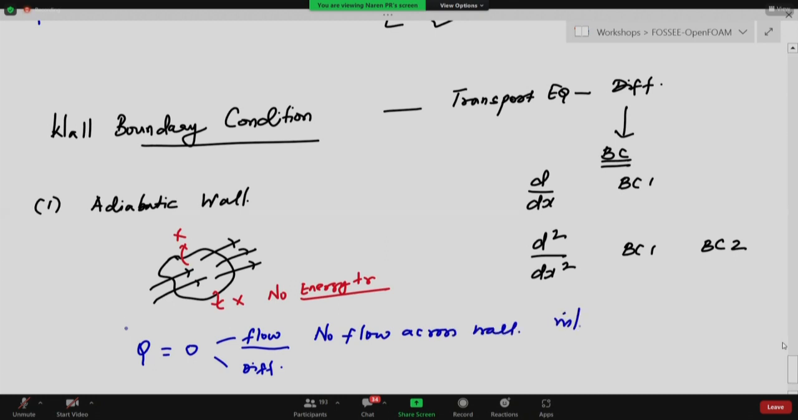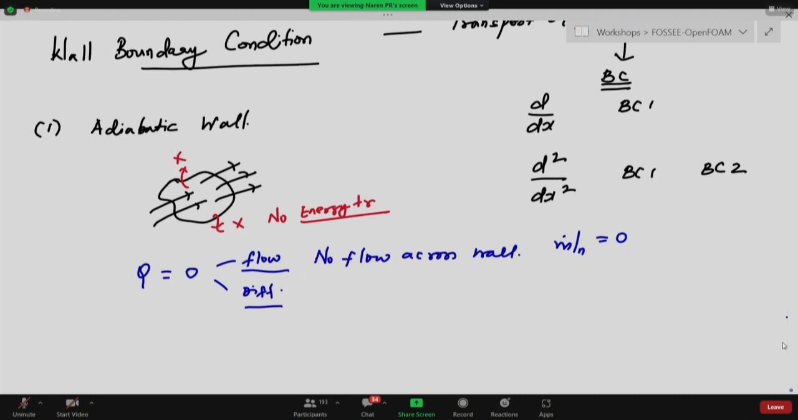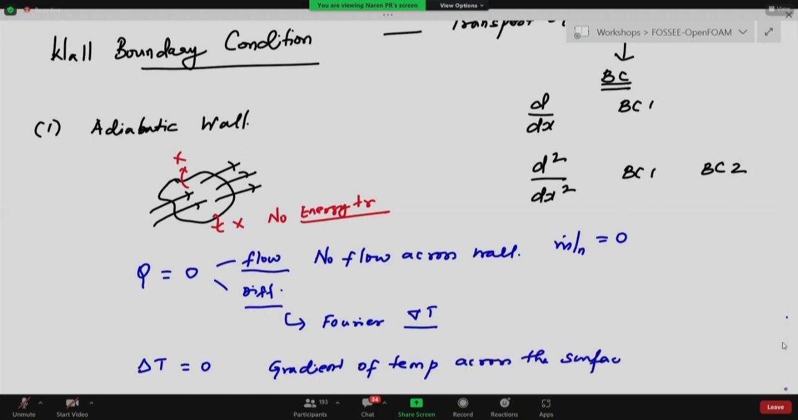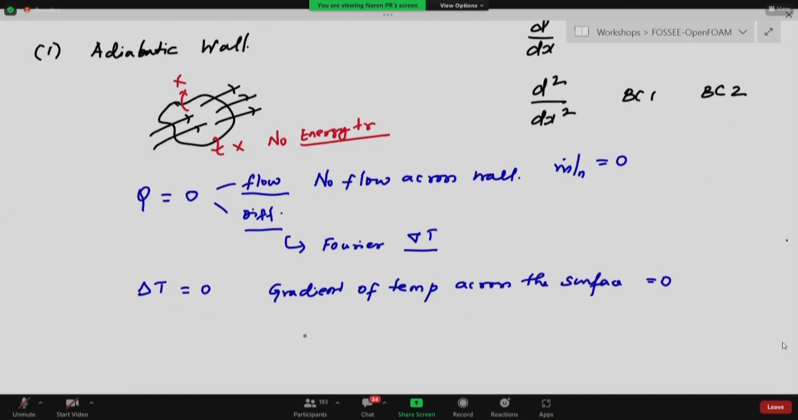Because if the mass flow rate in the normal direction to the wall itself is zero, there's no way that the energy will leave. So the only thing you have to worry about is the diffusional transfer. What is the diffusional transport equation? You should remember that it is Fourier's law, which is based on the gradient, right? So when you want to make the wall adiabatic, it means you are making the gradient zero. The gradient of temperature across the wall surface is zero. That means in the normal direction to the wall, dT by dn, where dn stands for the normal direction to the wall. If this is your wall, in this direction dT should be equal to zero.